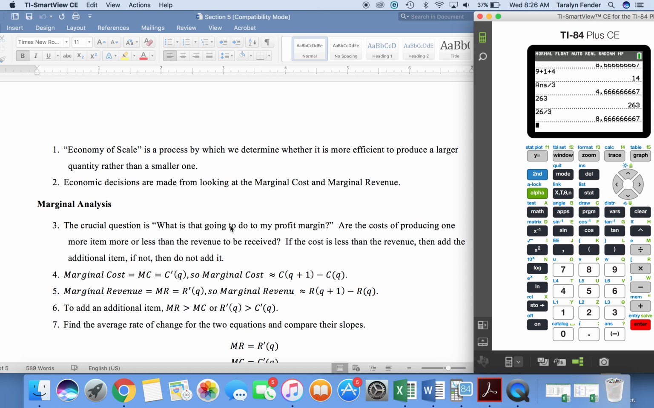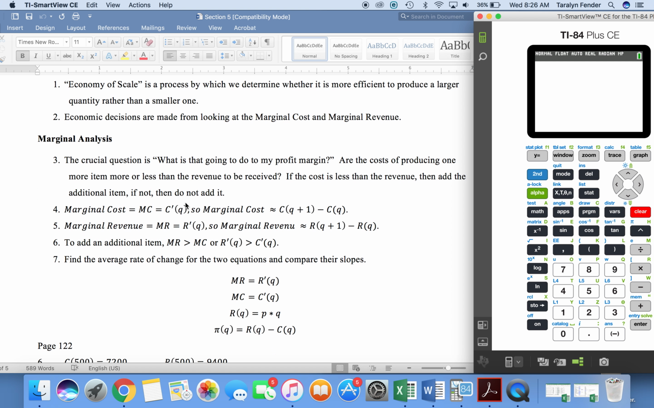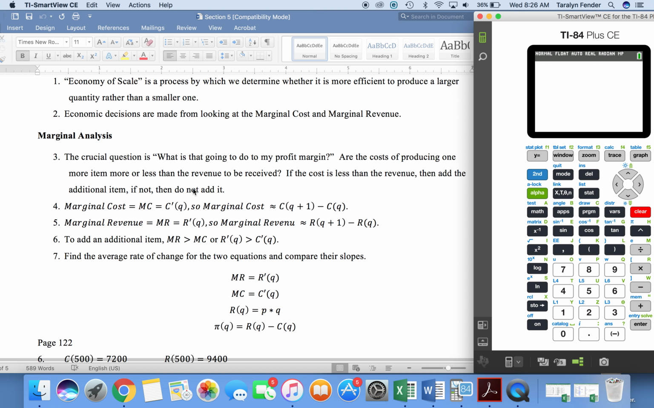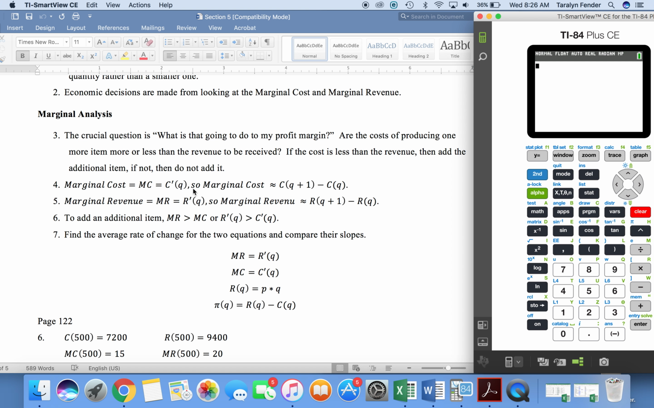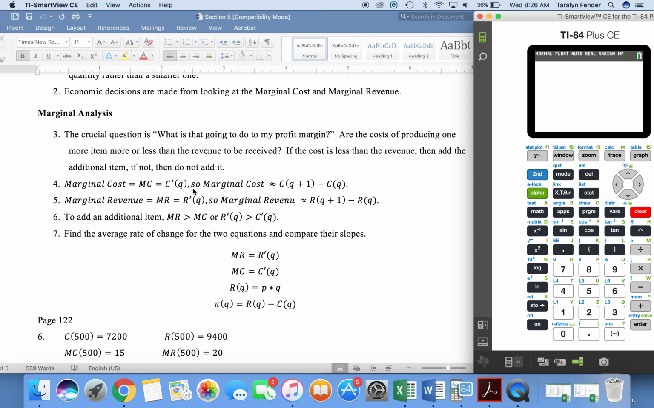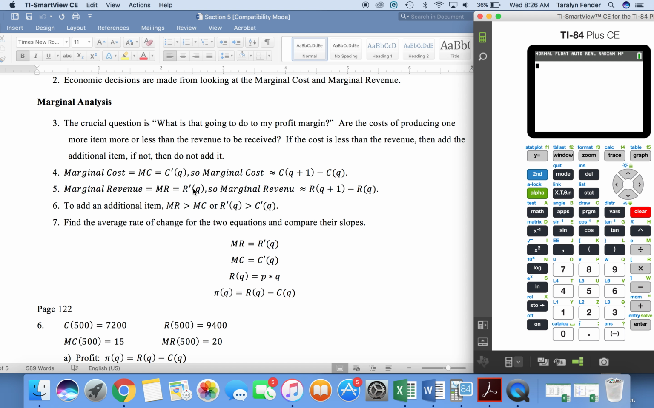Economy of scale is a process by which we determine whether it is more efficient to produce a larger quantity rather than a smaller one. Economic decisions are made from looking at the marginal cost and marginal revenue. The crucial question is, what is that going to do to my profit margin? Are the costs of producing one more item more or less than the revenue to be received? If the cost is less than the revenue, then add an additional item. If not, then do not add it.